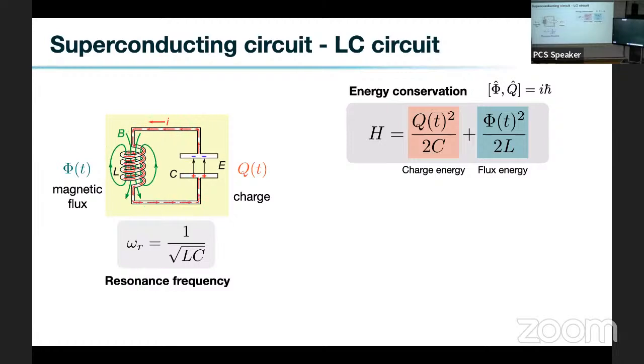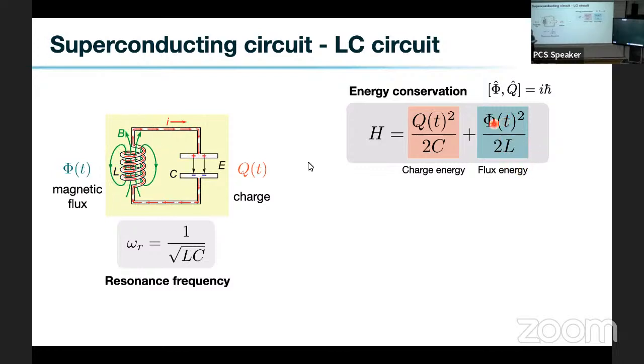Basically, a superconducting qubit is a superconducting circuit. Let me start from the LC circuit, which is the basic circuit element. This LC circuit is composed of an inductor and a capacitor, and the resonance frequency is given as 1/√(LC). The key parameters of this system are the magnetic flux and charge, and these two are in a conjugate relationship. If we look into the Hamiltonian, you can find the analogy with the XP system. We can consider the charge as the momentum, and the flux as the position.